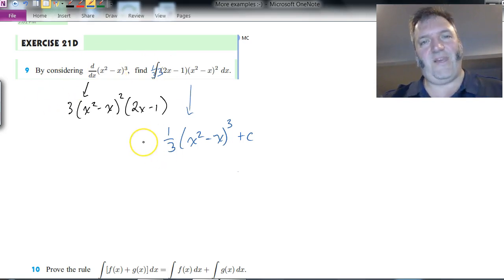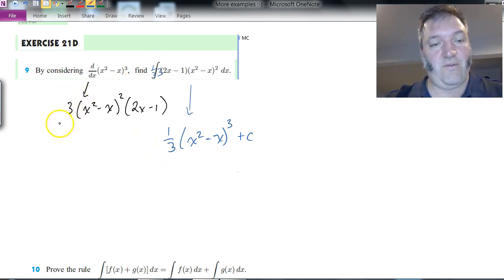So that's the way they're encouraging you to do it. You can just get here and say, oh look, I've got everything I want except for I don't really want that 3, so if I just had 1/3 in front of this, then it would have worked, and you could put the 1/3 in that way. It doesn't really matter. So that one's not too bad. Let's go on to the next one.